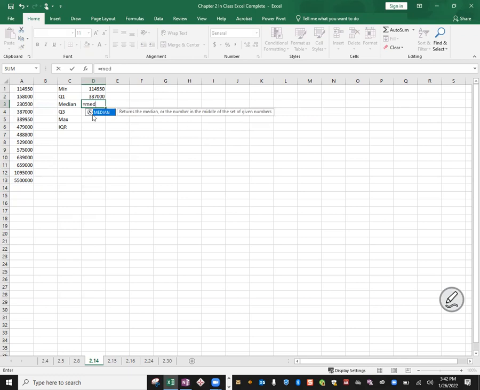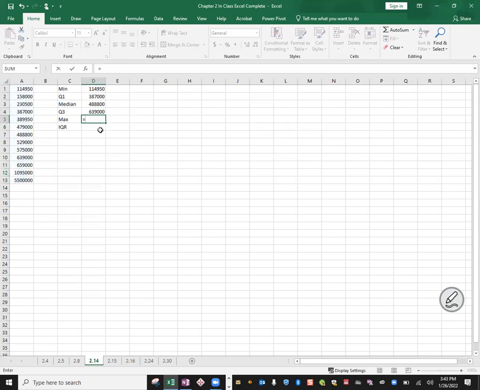It does have the median command, so you can click median. And again, you're going to highlight the data you want to find the median of and click enter. So I'm going to continue doing these. We have our quartile 3, which again, you highlight your data. This time we want the third quartile, so we're going to input the number 3.